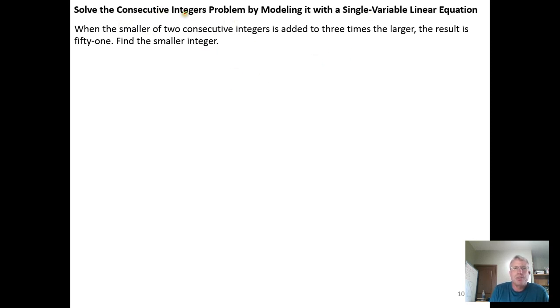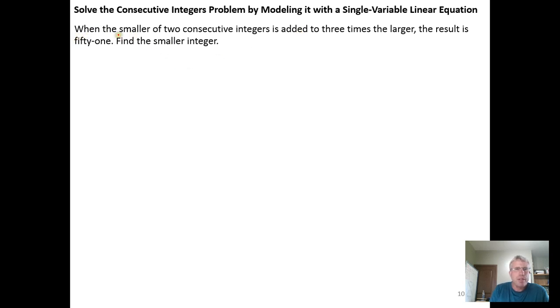So this says solve the consecutive integers problem by modeling it with a single variable linear equation. And so we'll read through this. We'll say when the smaller of two consecutive, so 2 in a row, of two consecutive integers is added to 3 times the larger, the result is 51. Find the smaller integer.